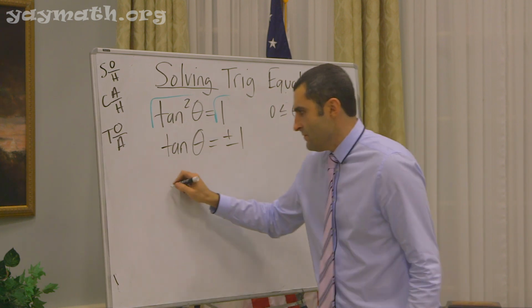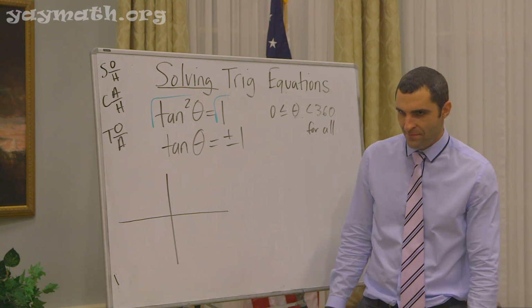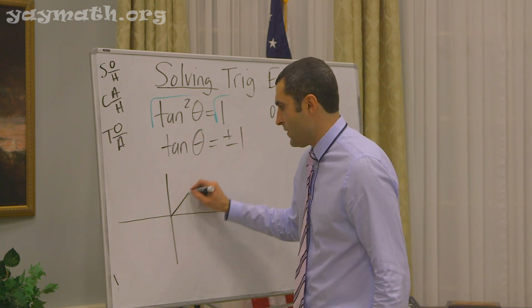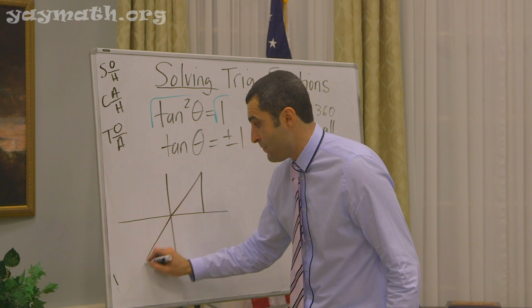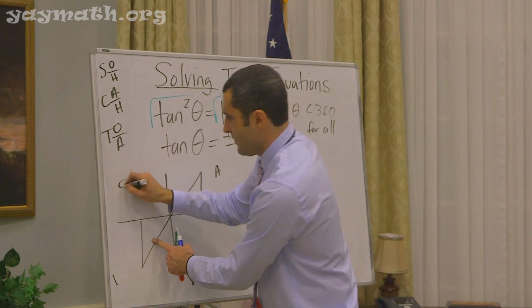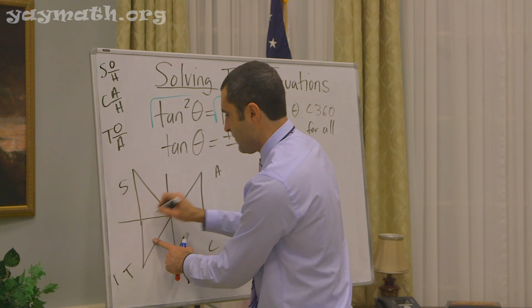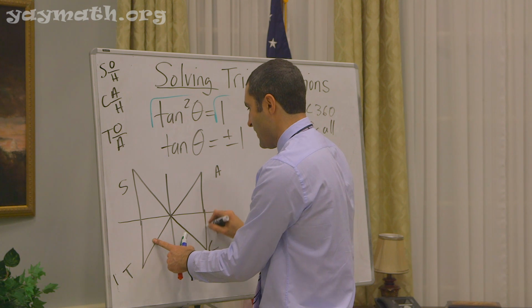Where is tangent positive or negative? Tangent is positive in the third quadrant and the first, and negative over here. All Students Take Calculus. So it's all of them.